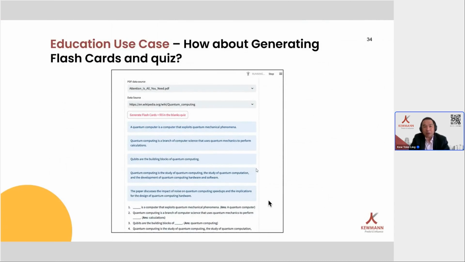Now things are getting a bit more fun, right? Now imagine that you are a lecturer, a professor, or a teacher. What is the time needed for you to do a lot of things? Of course, you need to prepare for your course or your class.